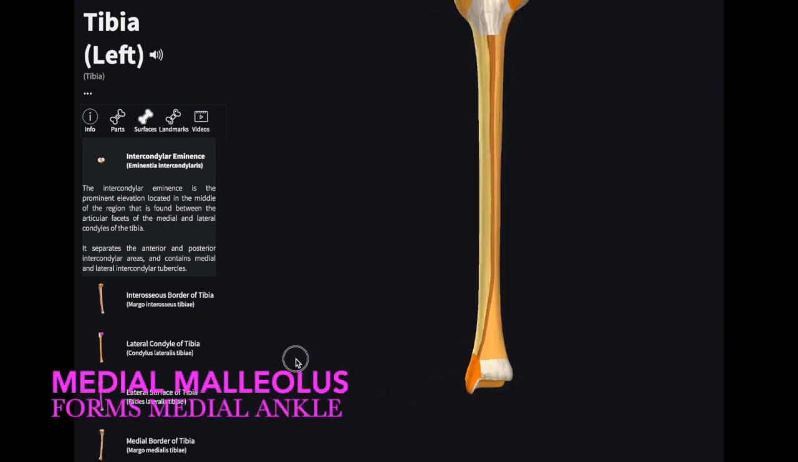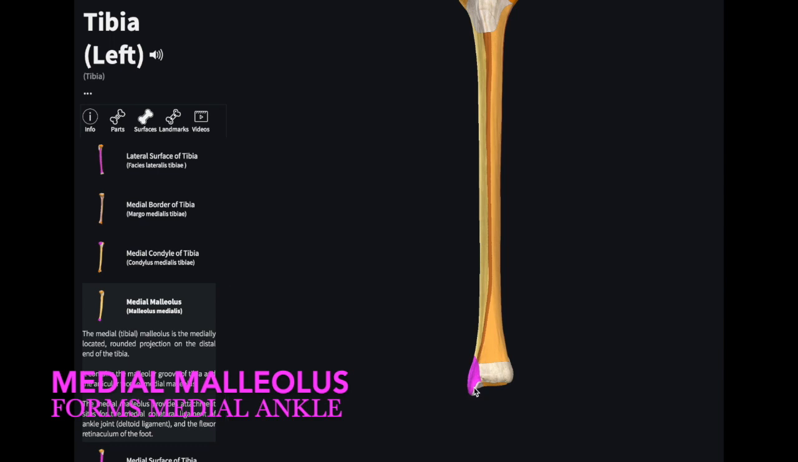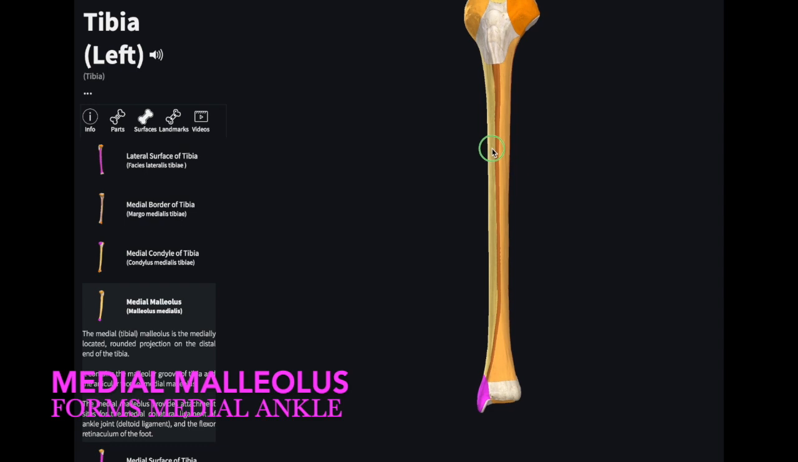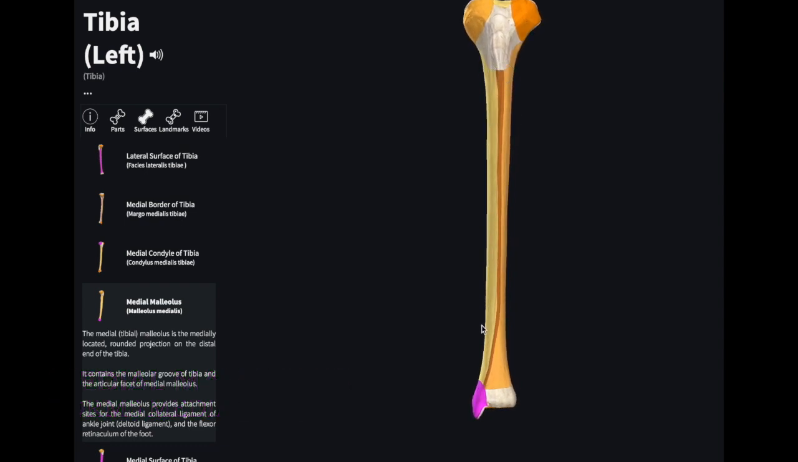Another structure to know down here is our medial malleolus. Our tibia is a medial leg bone. So this is our medial malleolus, and this is going to form our ankle. If this is the medial side and this is a medial bone, which tibia is it? Our left tibia. There we go.